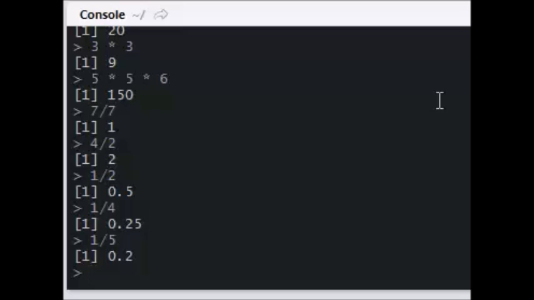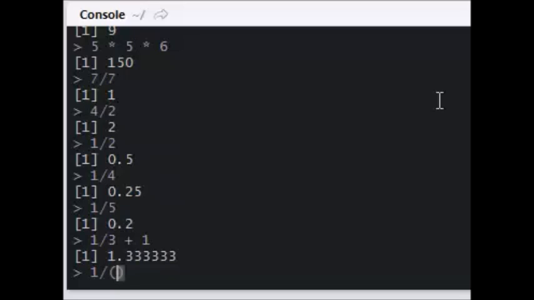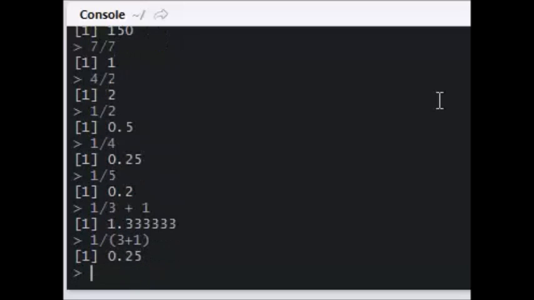So beyond the 4 basic operations, let's look at parentheses. So parentheses help us group together operations. So you'll note that 1 divided by 3 plus 1 spits out 1.33, and 1 divided by 3 plus 1 in parentheses spits out 0.25.